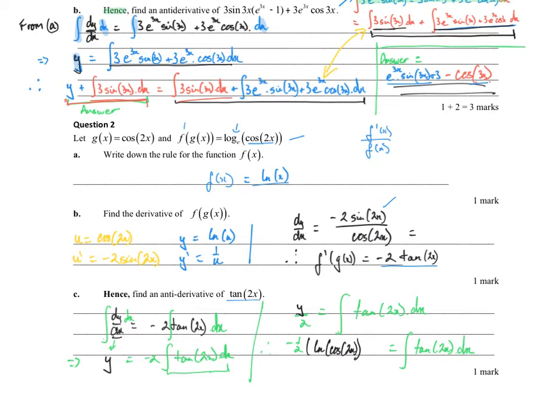So clearly, if I divide both sides by negative 2, I get negative y on 2 is equal to the antiderivative of tan 2x dx. So what was y? Y from the question is the natural log of cos 2x, and we multiply that by negative 1/2, we get an answer. So negative 1/2 natural log of cos 2x is equal to the antiderivative of tan 2x dx. Done. The rule of our formula sheet.